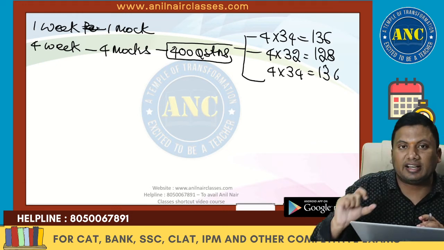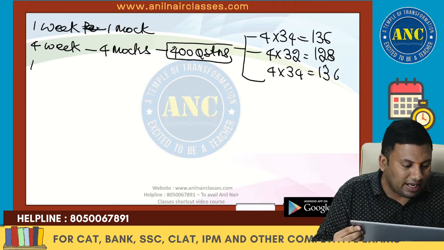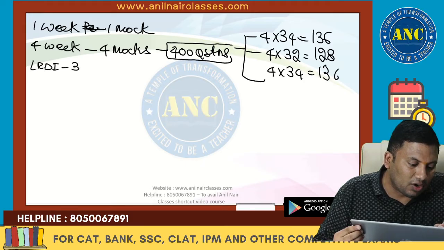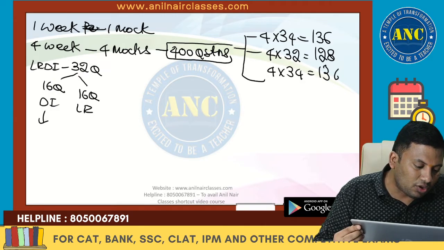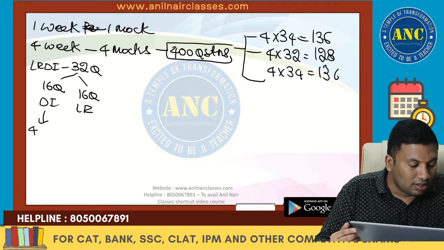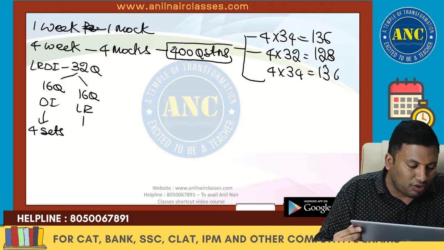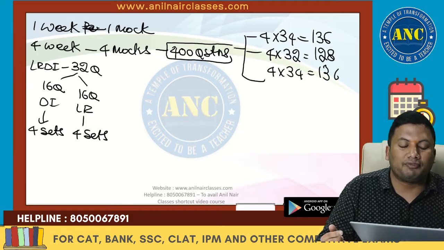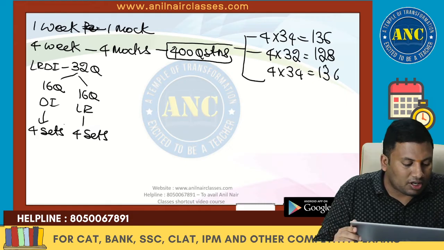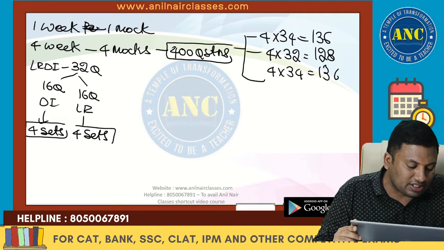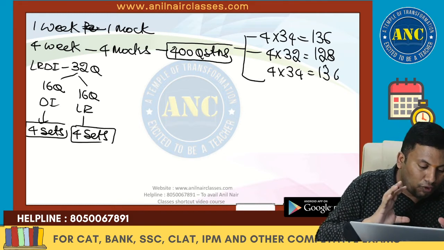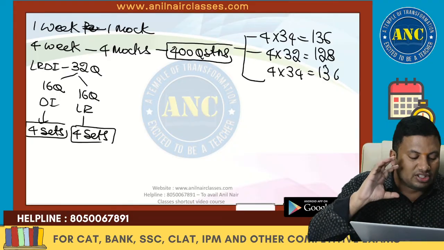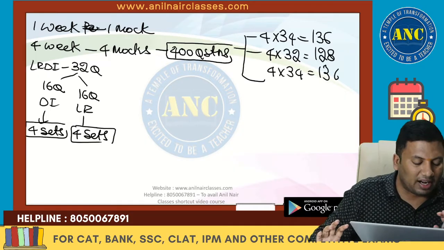If each caselet has 4 questions, if you take LR and DI, you have 32 questions. In that, 16 questions will be from DI and 16 questions will be from LR. Each set has 4 questions. That means there are 4 sets of DI and 4 sets of LR, so in every mock you will attempt 4 sets of DI and 4 sets of LR. After 1 month, what has happened? You are familiar with 4 sets per mock, 4 mocks, 16 sets of DI and 16 sets of LR.